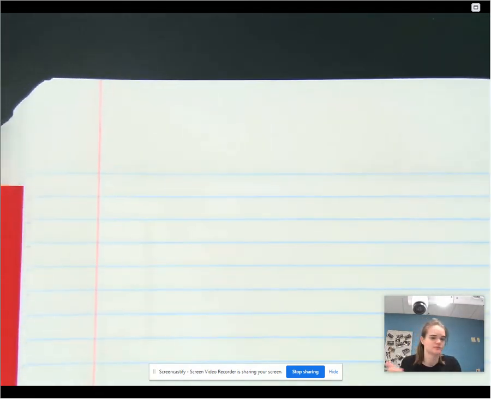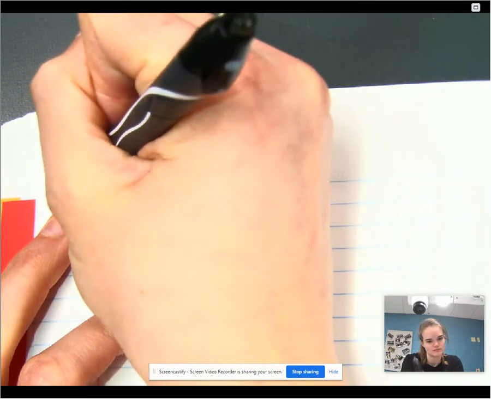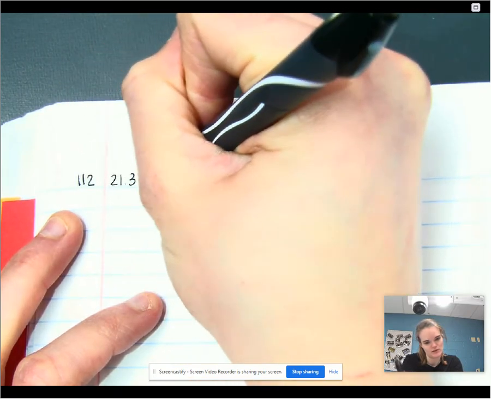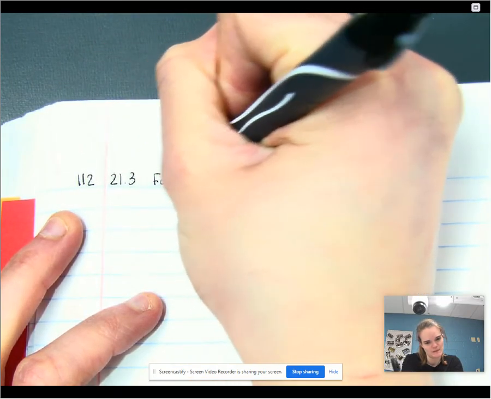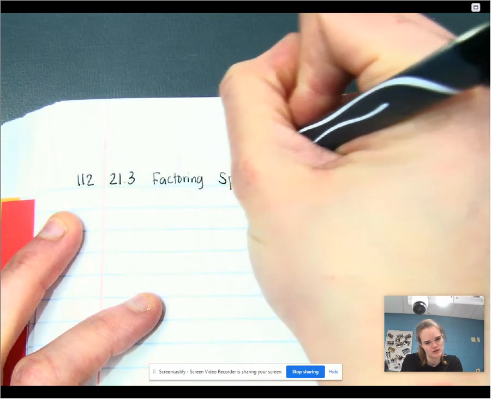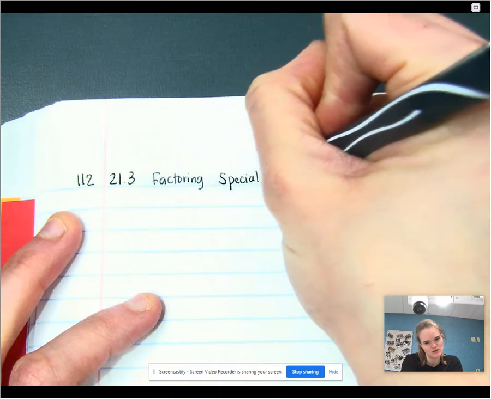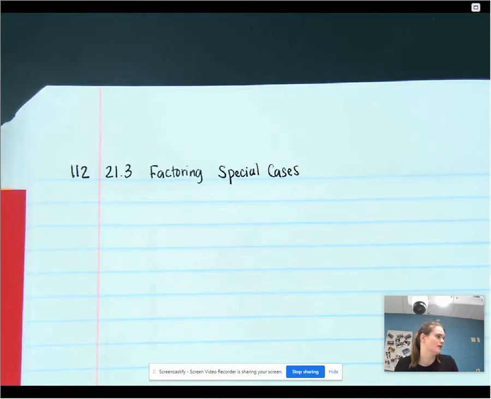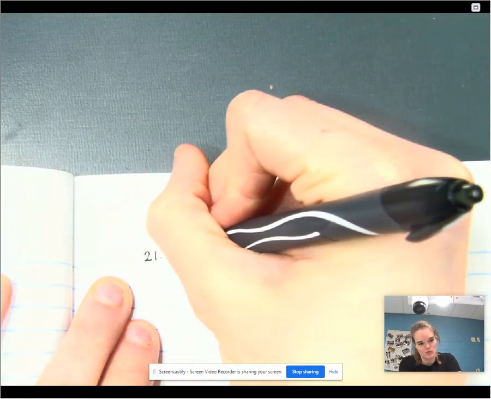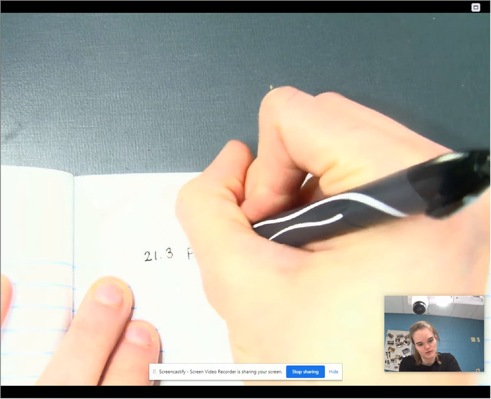All right, so page 112, 21.3 factoring special cases. I'll go ahead and label 113 as well. So we're going to be working on both today. We're going to write on 113, but we're going to do the foldable on 112 first.